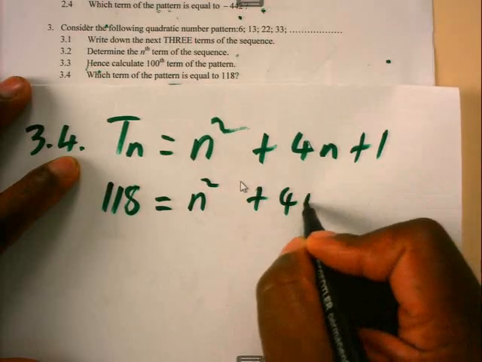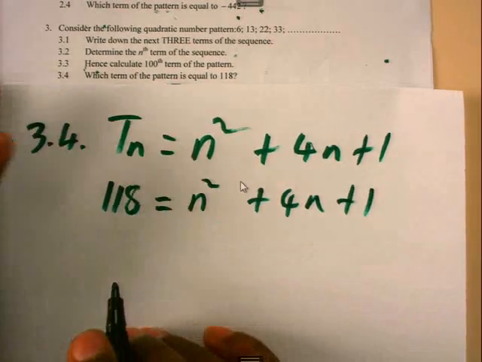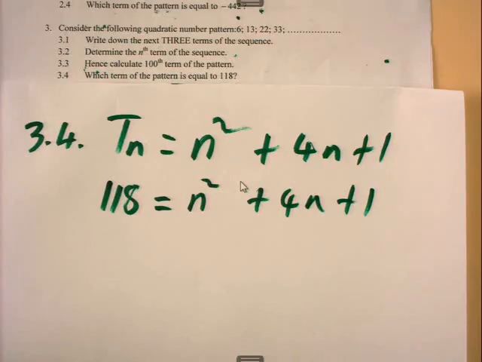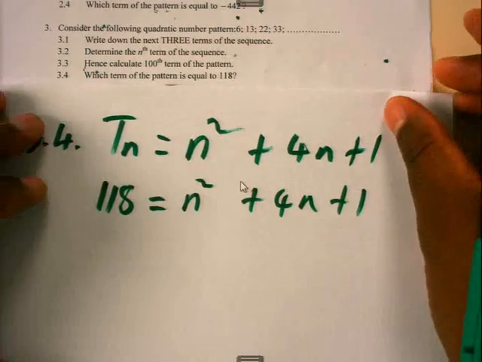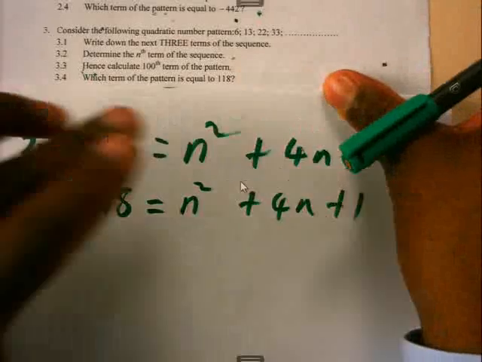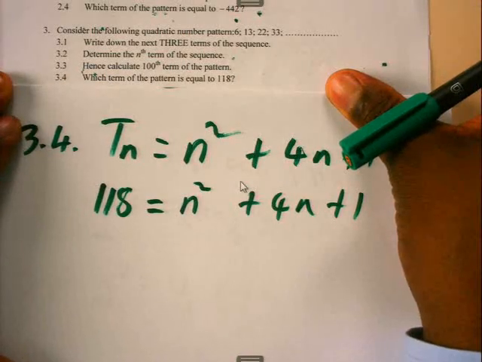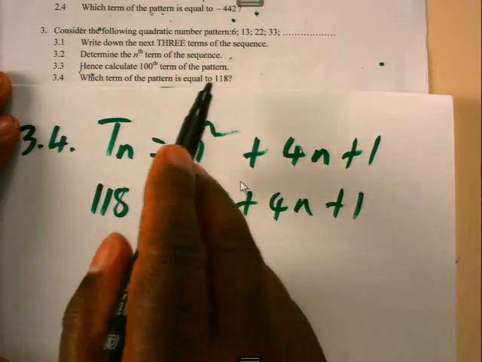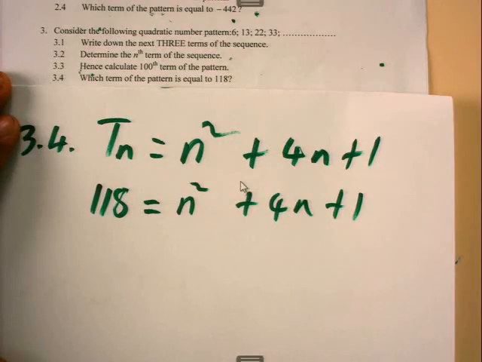plus 4n plus 1. Remember what I said earlier. n indicates the position of a term in a sequence. So if we can determine the value of n, we will know the exact position of 118. Because at the moment, I personally don't know. I need to work it out first. Once I've worked it out, I will then know exactly the position occupied by 118 in the sequence.